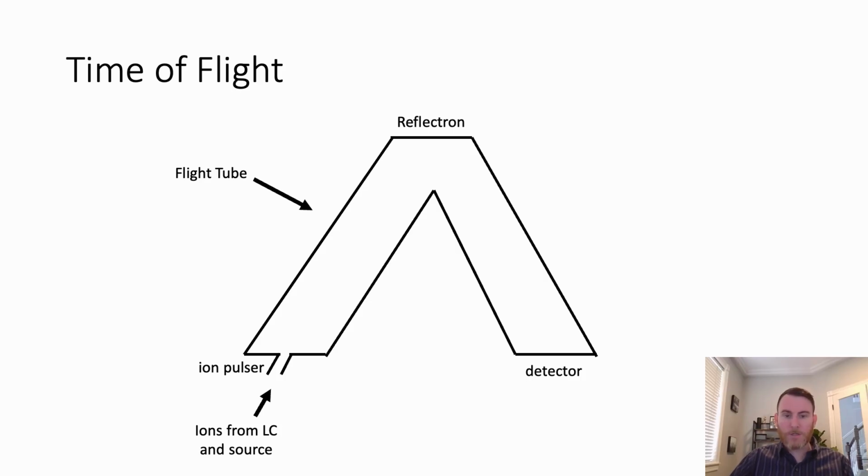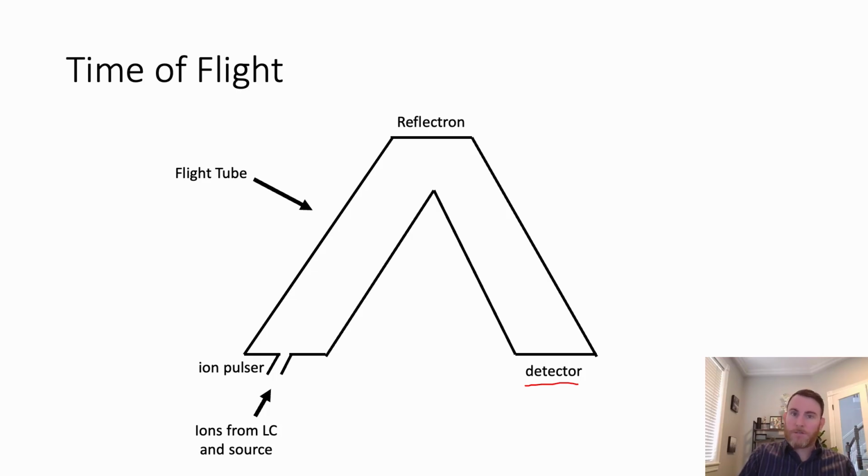So this is the whole flight tube. And then at the very end over here, this is your detector. And this is where your ions are entering into the flight tube. So these are ions that are coming from your LC and your source. So again, if you're using LC-TOF, the same applications apply.